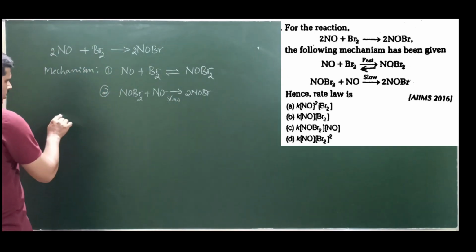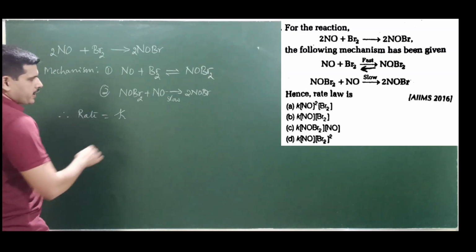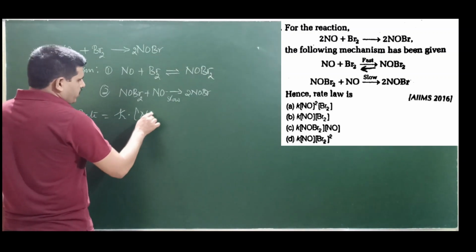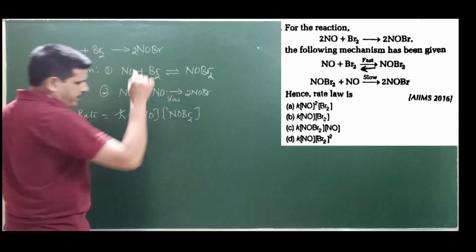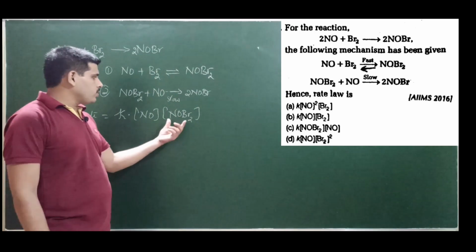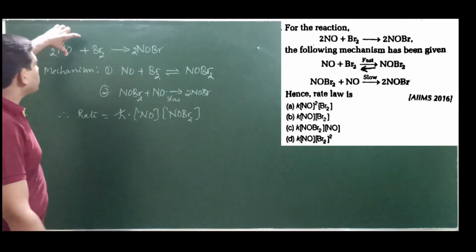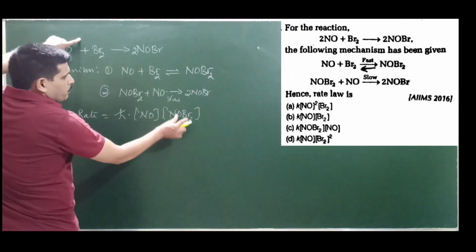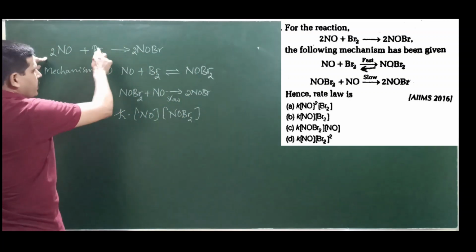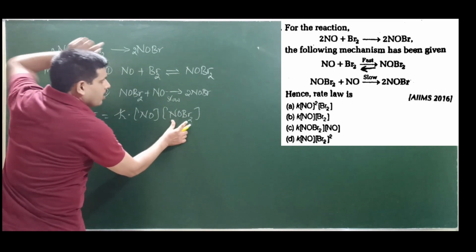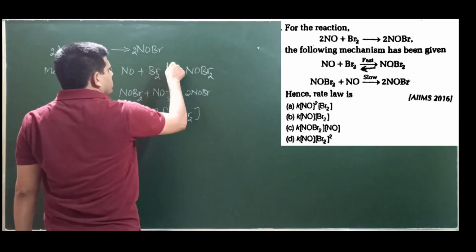Our rate of the reaction, therefore, rate is equal to rate constant K into concentration of NO into concentration of NOBr2. This is what is supposed to be. But if you observe the options, there is no NOBr2 term. What does it indicate? Our main equation is not containing NOBr2 because it is an intermediate, from the first step. So in the entire equation or the main reaction, we don't have that NOBr2. So this must be replaced. How to replace it? By considering the equilibrium reaction, which is the first reaction they're telling.